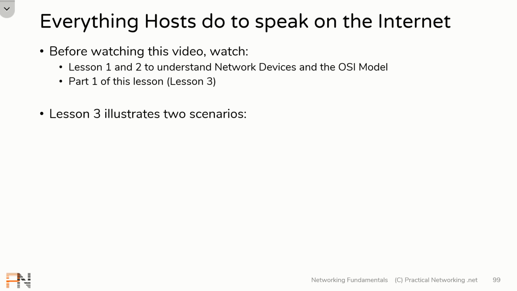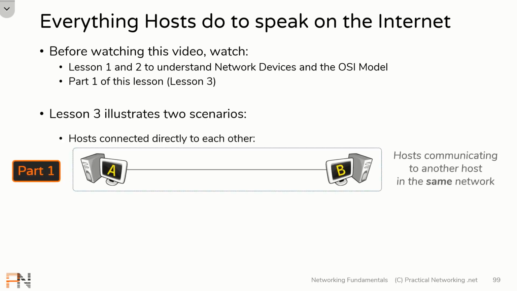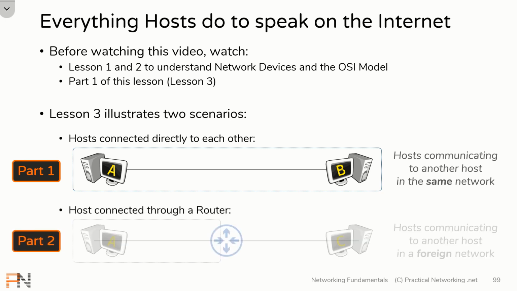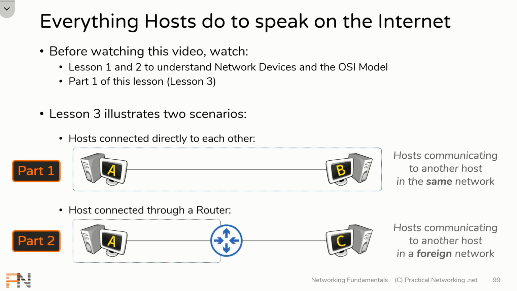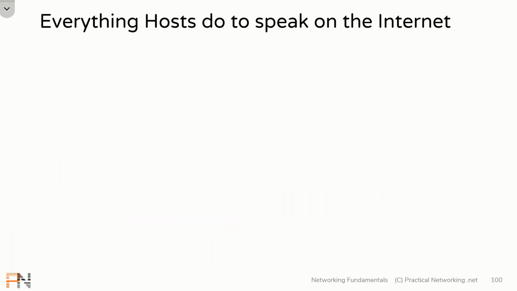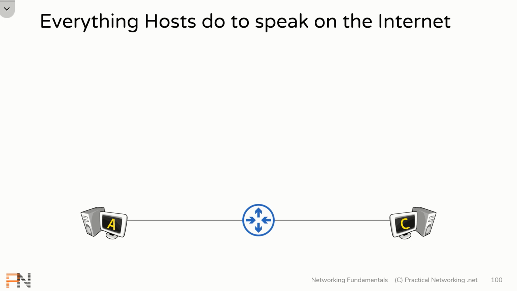In Part 1 of this lesson, we illustrated everything hosts do to communicate to other hosts on the same network. In this video, we're going to add a router, and we're going to show you everything a host does when trying to communicate with another host on a foreign network. We're going to use this topology to show you everything host A does to send data to host C.